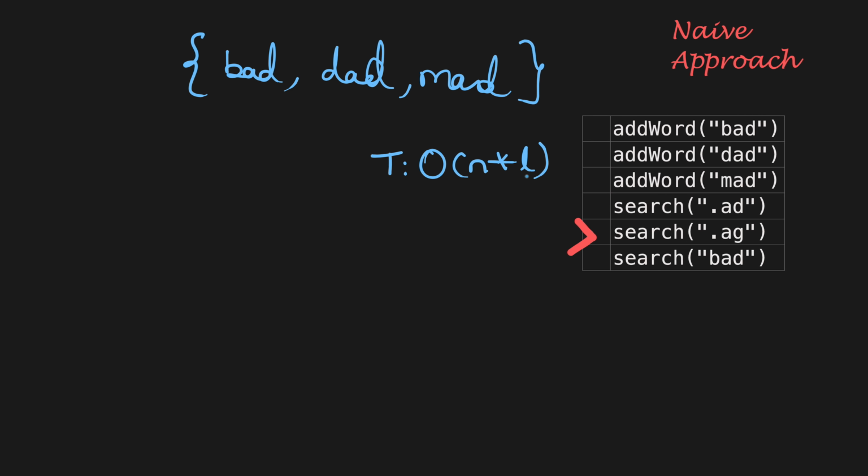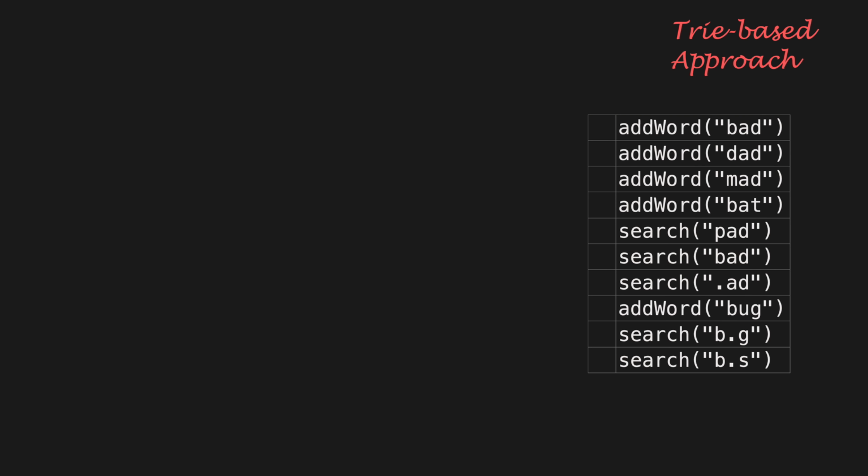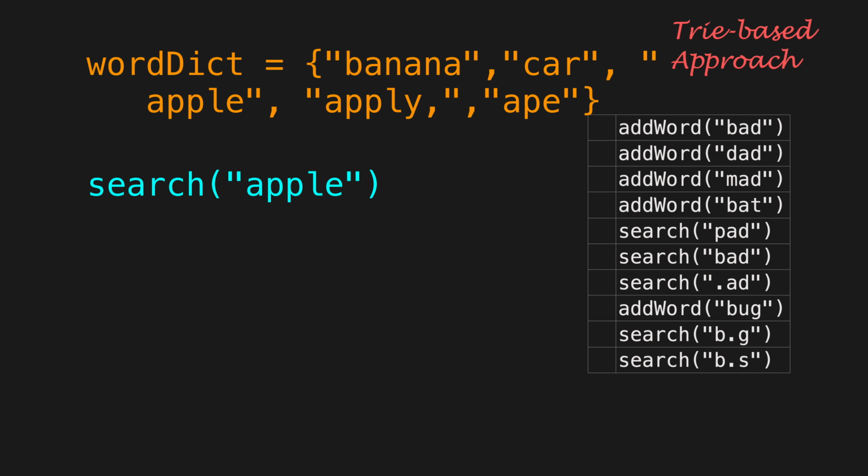With every search, we are re-evaluating prefixes over and over. For example, if we search for apple, our naive method wastes time checking words like banana or car, which don't even start with the letter A. What if we could organize our words to take advantage of shared prefixes? For instance, knowing that apple, apply and ape all start with AP. By structuring our data this way, if we search for a word, we could navigate through a common path and instantly ignore any words that don't share that same prefix.